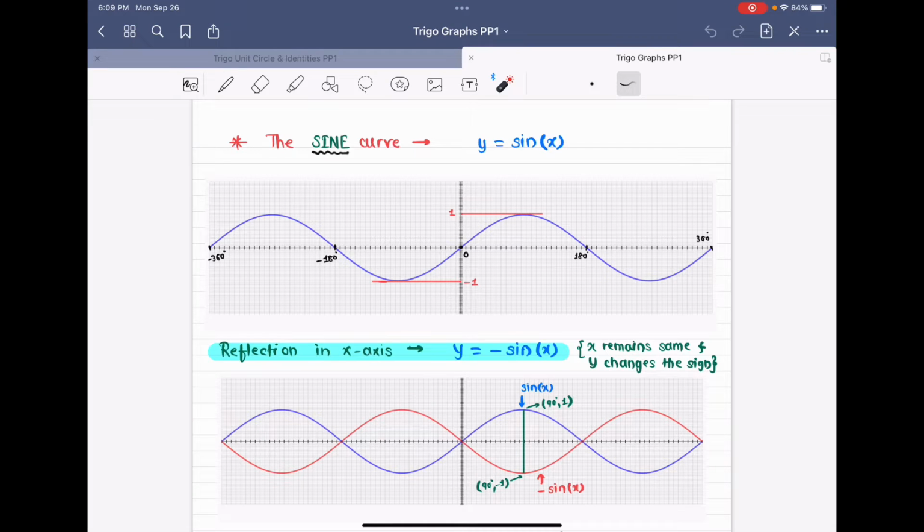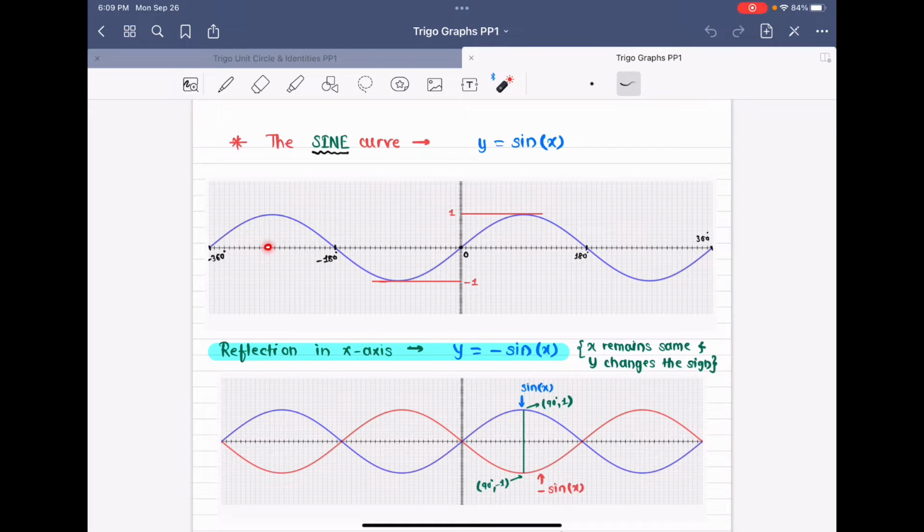Let's start with the sine curve. Y is equal to sine x. Here I'm taking angle from negative 360 to positive 360. Sine of negative 360, if you type on a calculator, it gives you 0.